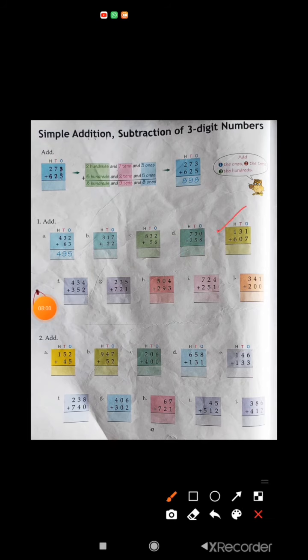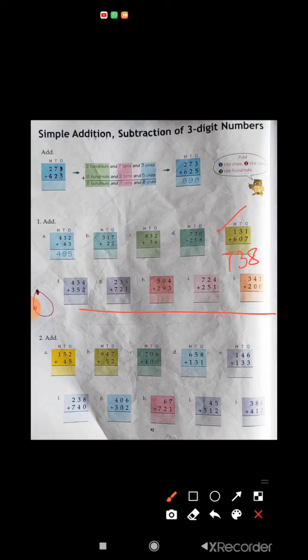E part. The question is 131 plus 607. First we will add ones. 1 plus 7 is 8. Add the tens. 3 plus 0, 3. Add the hundreds. 1 plus 6, 7. The answer is 738.